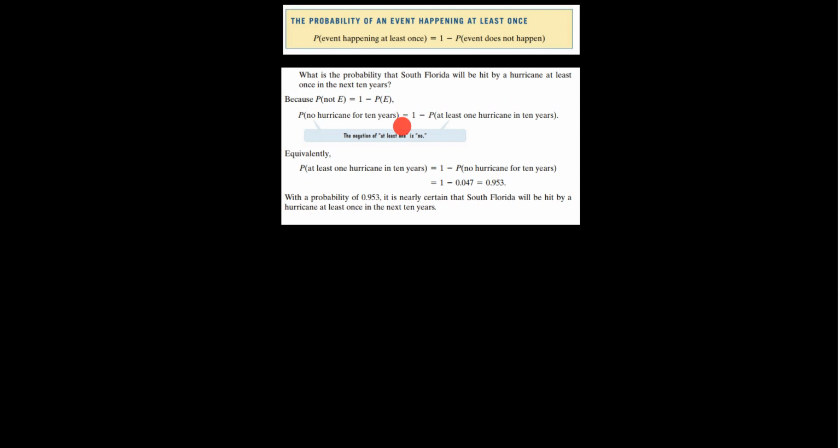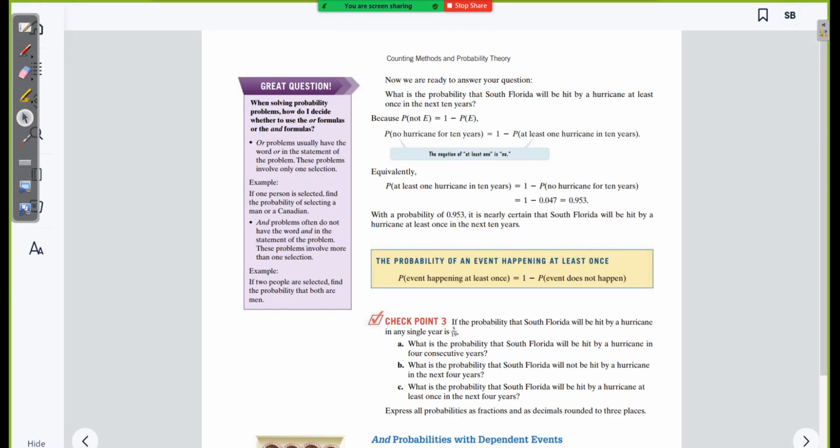once. So using the formula up here, and this is just, I dare say it, common sense. If the probability of no hurricanes for 10 years is 4.7%, then what is the probability of at least one hurricane? Well, it's just going to be 1 minus that probability. And of course that would be 0.953. So hopefully that wasn't too confusing and I didn't skim over that too fast.